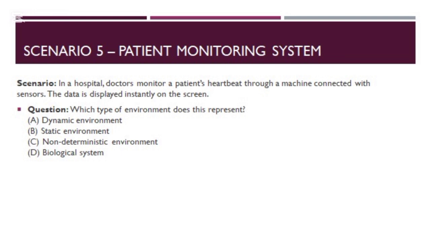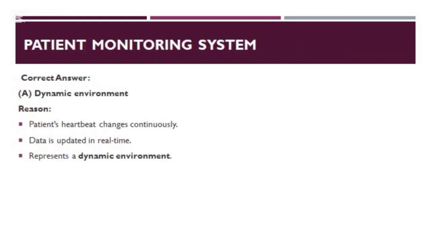And now the last scenario. In a hospital, doctors monitor a patient's heartbeat through a machine connected with a sensor. The data is displayed instantly on the screen. The question is, which type of environment does this represent? The options are dynamic environment, static, non-deterministic, and biological. The correct answer is option A, dynamic environment, because the patient's heartbeat and health data are changing all the time. The system must update and display these changes in real time. Since the environment is continuously changing, we call it a dynamic environment.